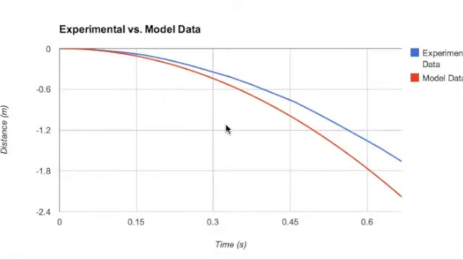Here we can see the results of this code plotted against our experimental data. The model data accelerated considerably faster and therefore traveled a further distance. This proves to us that there must be other forces acting on the object falling, which we will analyze further as we continue throughout the lab.